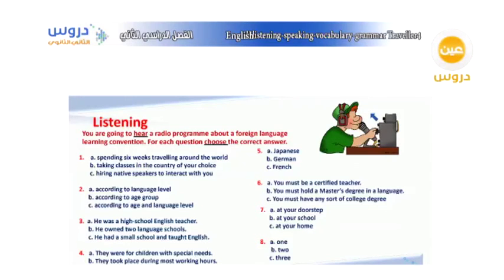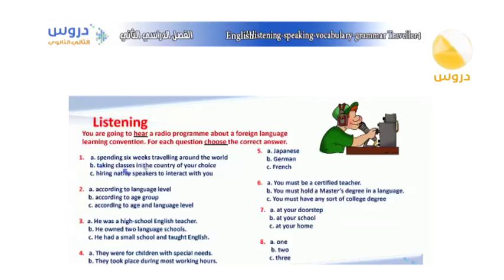You're going to listen to a conversation, and we have multiple choice questions. So the answers could be for 1, A or B or C. So it's always better before you start the listening to read the question. So you're going to hear a radio program about a foreign language learning convention. For each question, choose the correct answer. So for every question, we have 3 possible answers.